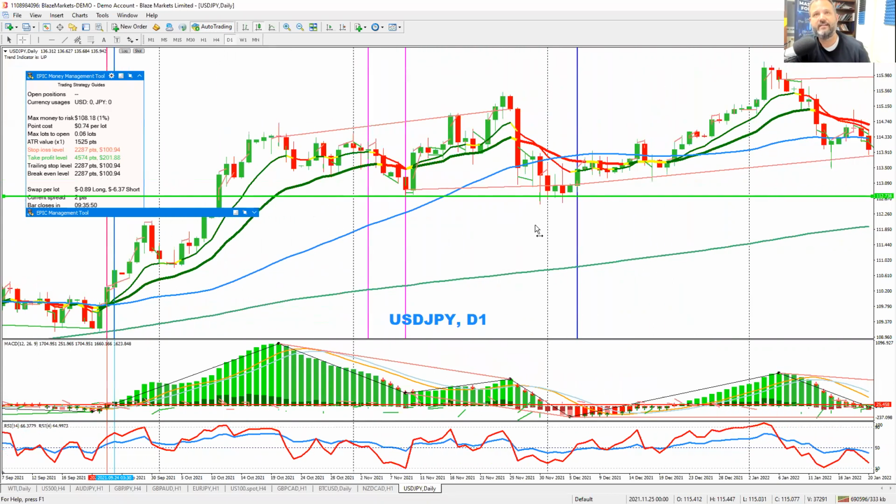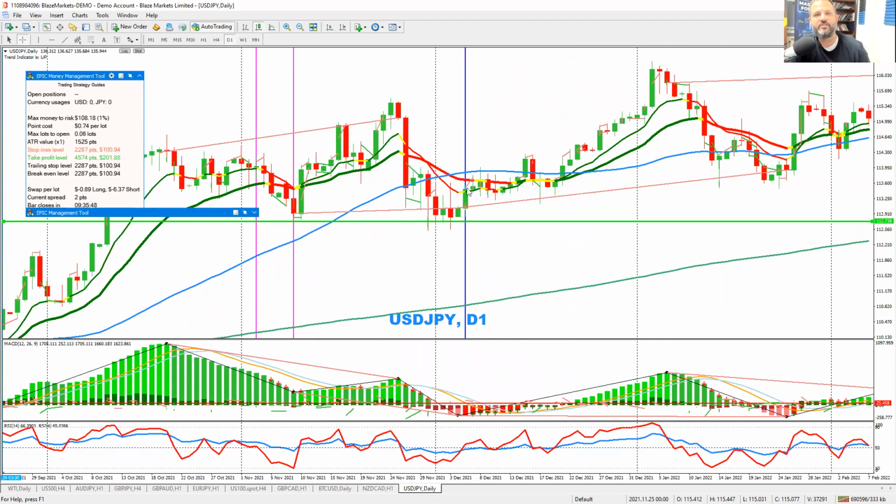So let's do it again. Now we have another potential setup, and the price is up here. I know this might be a little boring. This is like back testing, but you know what? This is how you get good at trading.